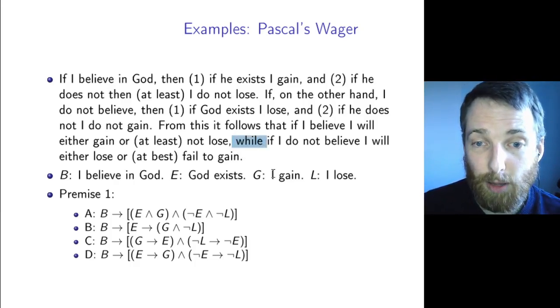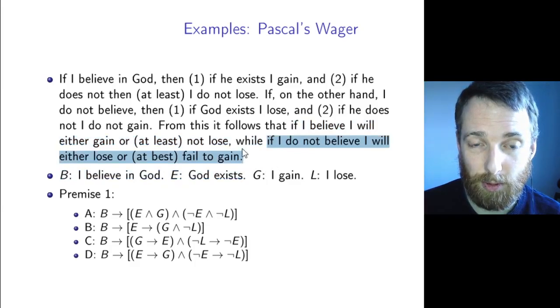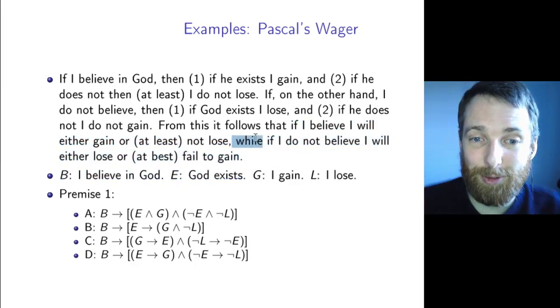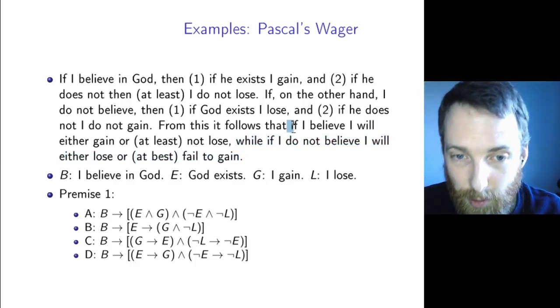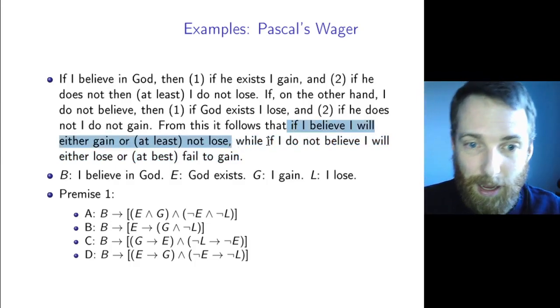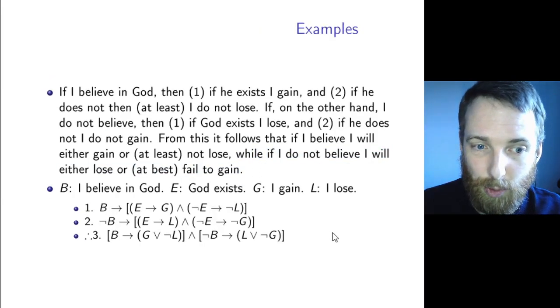I think this "while" is functioning like an and, because this conclusion sentence says this thing is true and this thing is also true. And what's the connective that tells you the things on either side of me are both true? That's an and. So we have this if sentence and this if sentence. Okay, so here's what I think we wind up with.